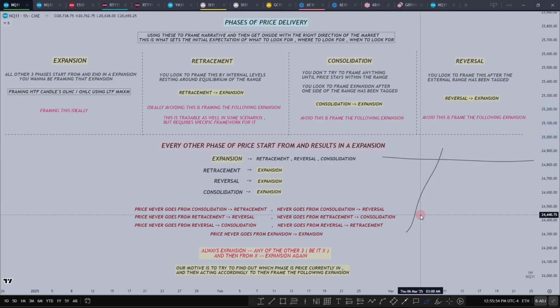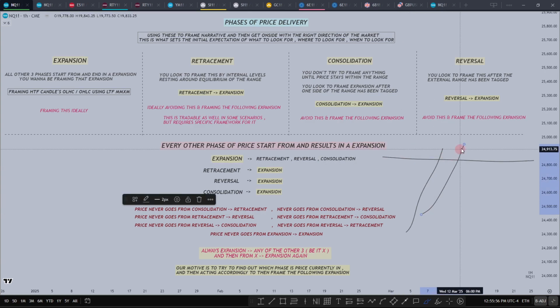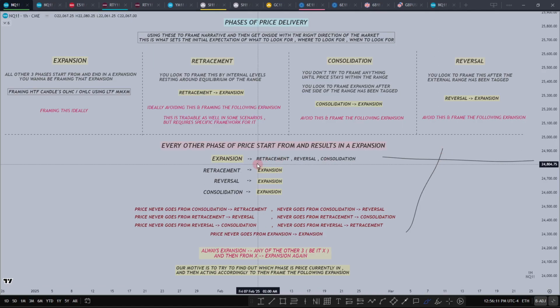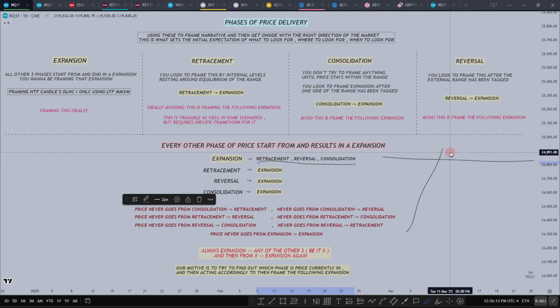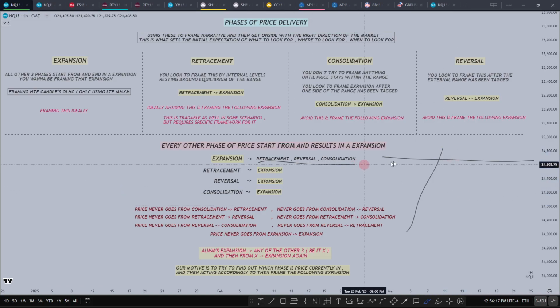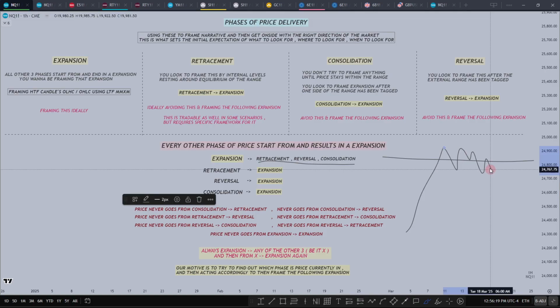After price expands into an expansion's objective, you then look to find out which is the new phase of these three. Because after price expands into an objective, it is supposed to shift into any of the other three: expansion into retracement, expansion to reversal, or expansion to consolidation. And then you have the specific protocol for each one.